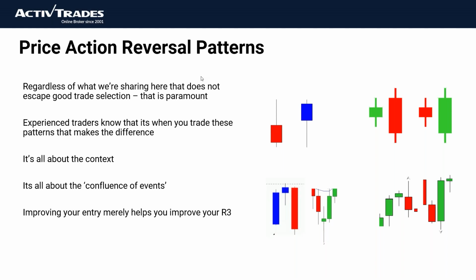It becomes all about the context. And you hear me talking about it all the time, the confluence of events, where you've got 2, 3, 4 things coming together at one time and place that gives you an opportunity and helps you take a good trade anyway. Improving your entry merely helps you improve your reward to risk ratio. By having a pullback into that price action as your entry, that is what will help you improve your reward to risk ratio.